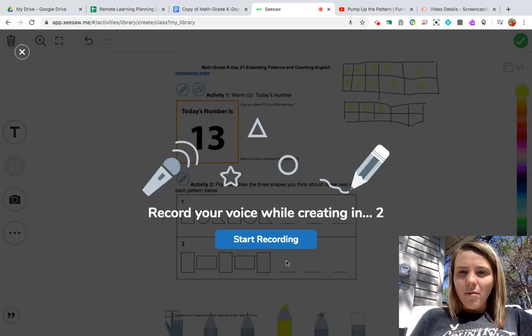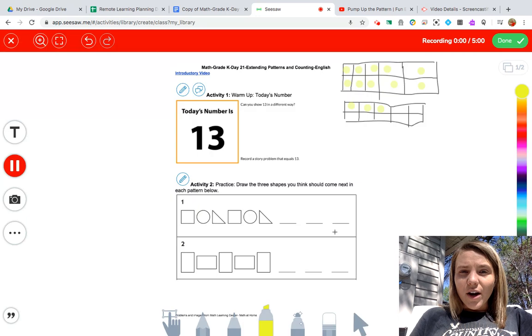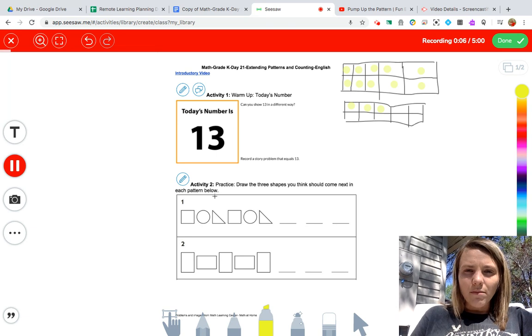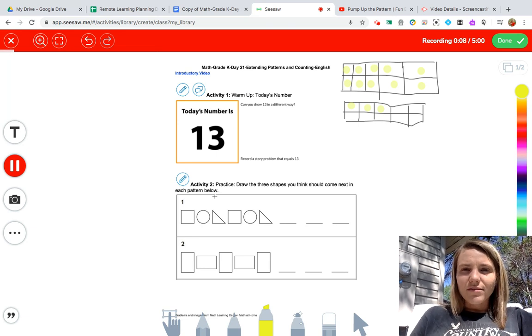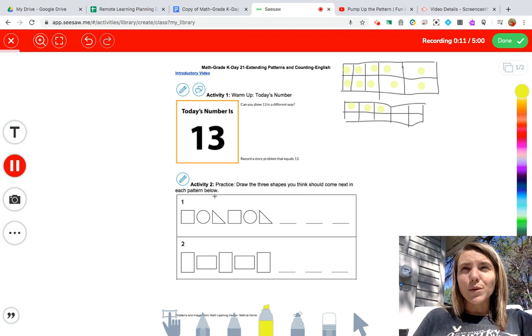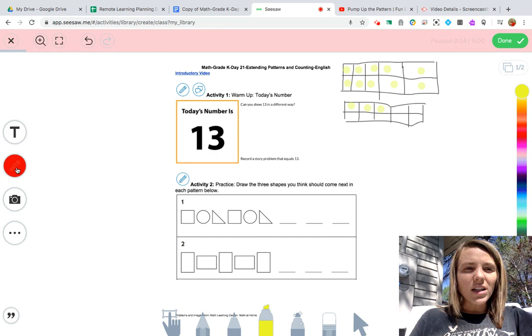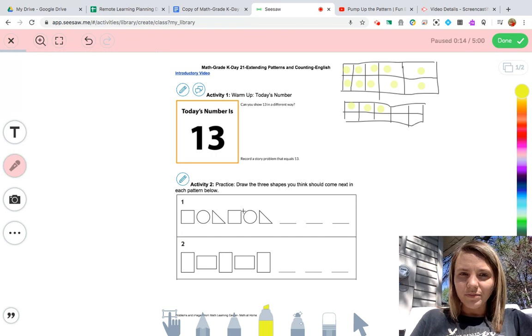My story problem is: there were 10 elephants stomping around at the zoo. 3 more elephants came to join them. How many elephants are there? 10 elephants plus 3 more equals 13 elephants. Now I'm going to click pause because I'm done recording my story problem.